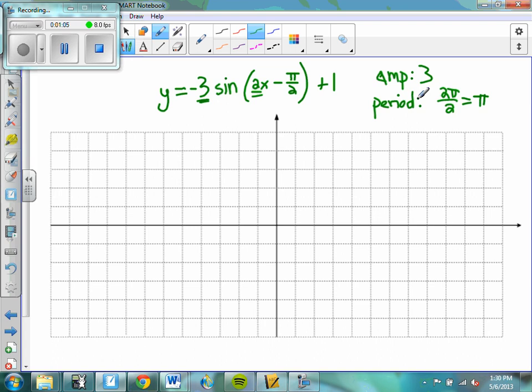Which means that when I do my 4 hashes, this is now pi. That's one whole period. So then half of that's pi over 2, half of that is pi over 4, and I have pi over 4, 2 pi over 4, 3 pi over 4, 4 pi over 4, so that's 3 pi over 4. This is how my graph's basically going to start. I'm just going to keep on counting a few more pi over 4s. So there's 5 pi over 4, and here's 6 pi over 4.